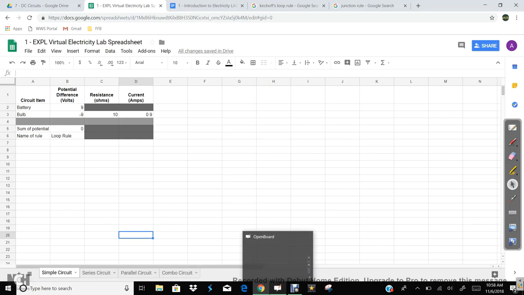Hey guys, it's Mr. Brengle, and today I'm going to be going over the virtual electricity lab with the circuit building. So the first sheet that you have here is your simple circuit.